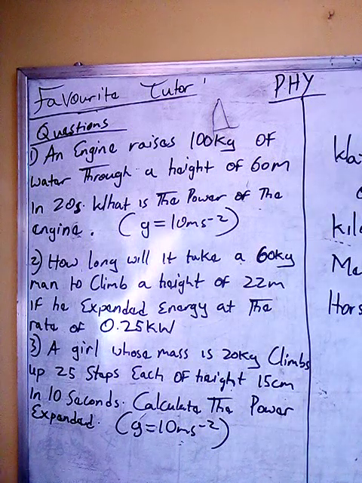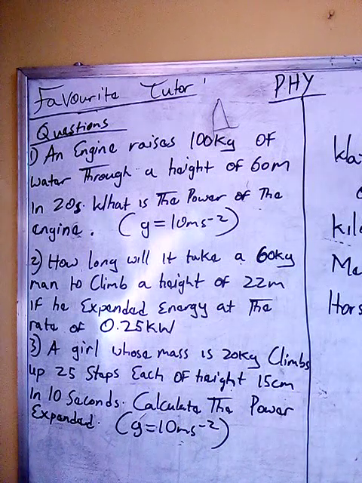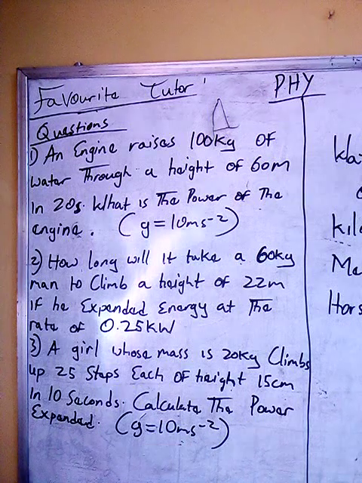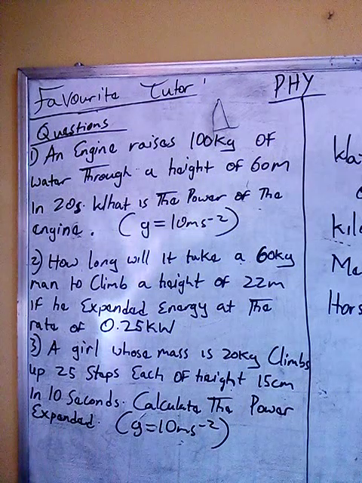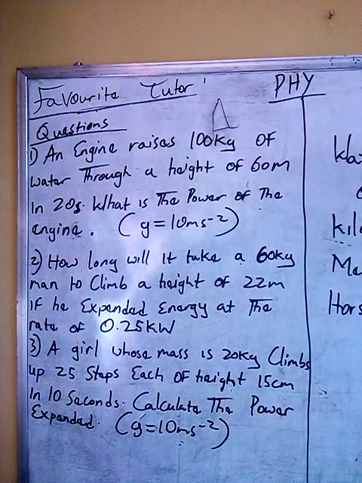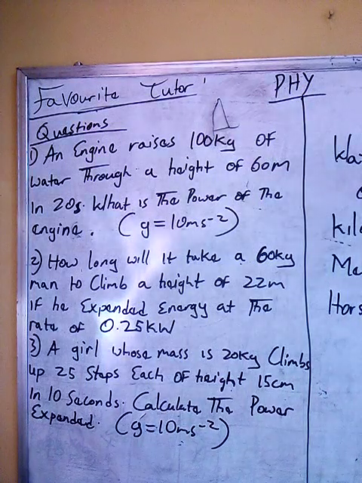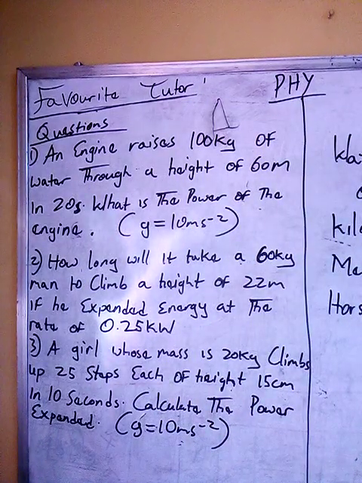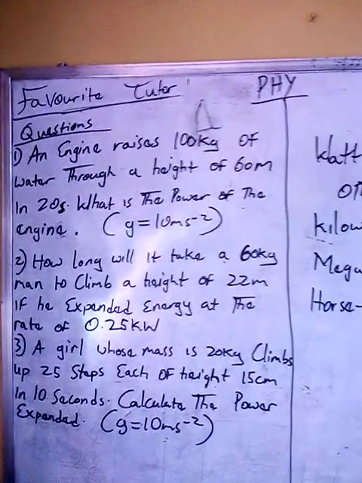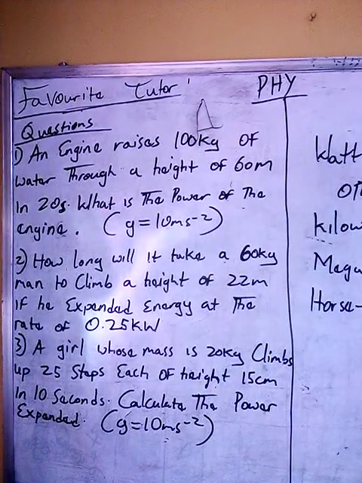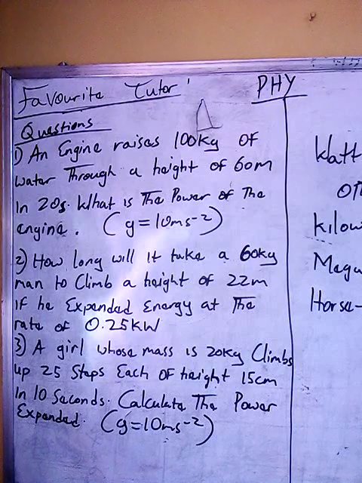That's number one. Number two says: how long will it take a 60 kilogram man to climb a height of 22 meters if he expends energy at the rate of 0.25 kilowatts? Number three says: a girl whose mass is 20 kilograms climbs up 25 steps, each of height 15 centimeters, in 10 seconds. Calculate the power expended. Please just take down these questions.